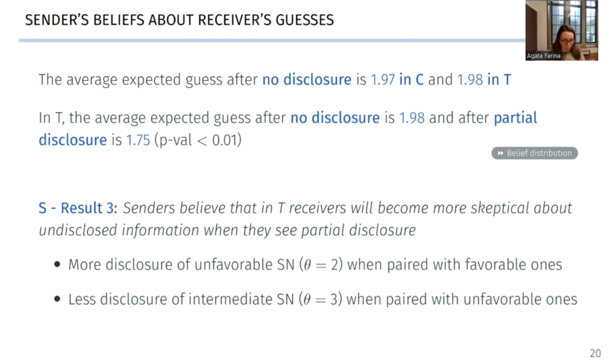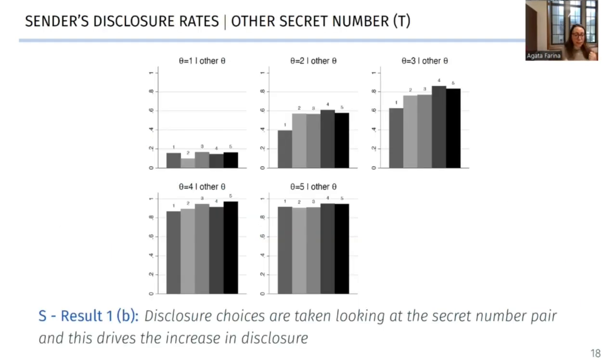So this suggests that senders do believe that the receiver will become more skeptical about the undisclosed information in the treatment, but this is true when they see partial disclosure. And this is consistent with what we saw in the previous slide of the disclosure probability of each secret number as a function of the other, because it justifies why we see more disclosure of a 2 when the second secret number is favorable, and less disclosure of a 3 when the other secret number is unfavorable.